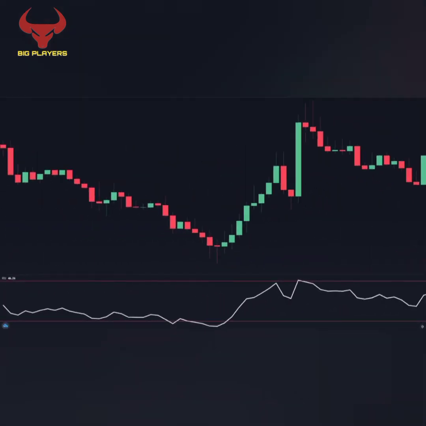So I just revealed to you the best strategies that you can use with the RSI indicator that you can implement right now.